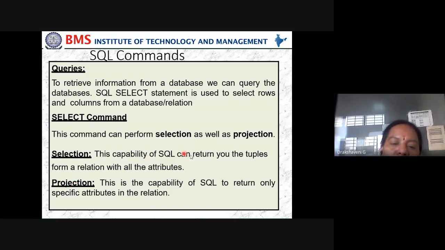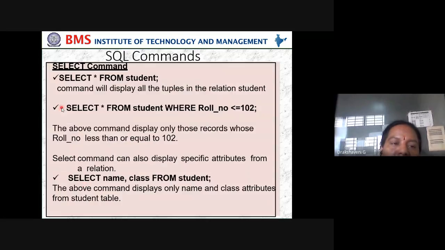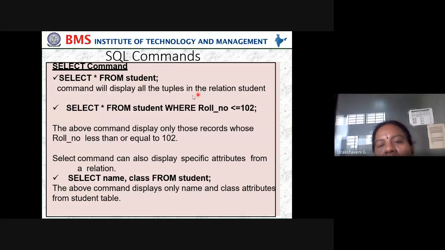SQL can return the tuples from a relation with all the attributes. It is also capable of returning only specific attributes of the relation, that is projection. Then the select command: select star from student. What we are doing in select star from student will display all the tuples in the relation student. It will select the complete table.